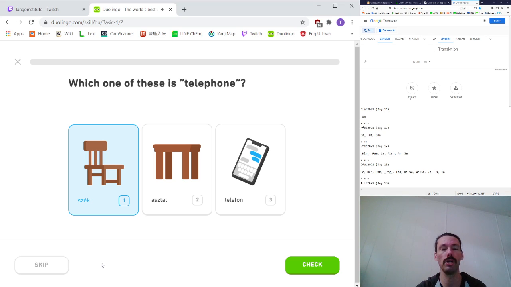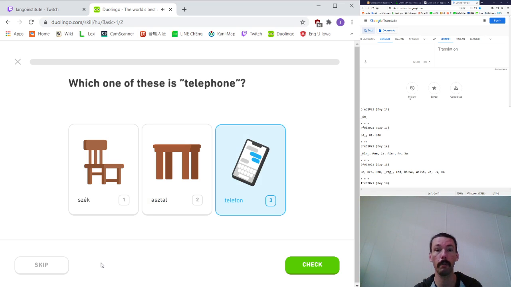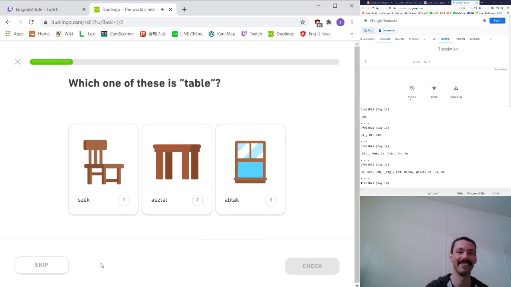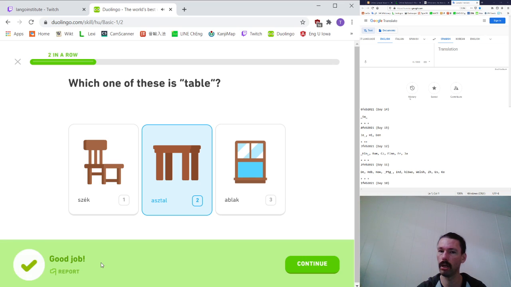Szék. Seek, chair. Asztal. Table. Got 4 consonant letters for 4 legs. Maybe I'm looking for some kind of mnemonic. Telefon. Telephone to help me remember. That's what a mnemonic is. Asztal. It sounds like the A is long, but it's not written so. Ablak. Oblak window. Oblique.